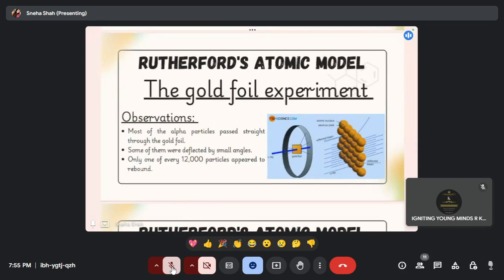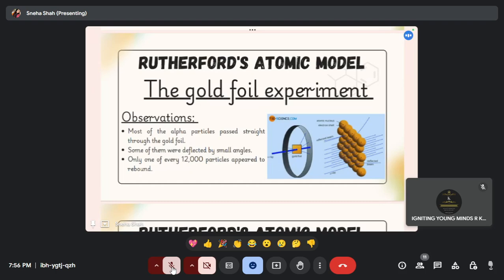Rutherford gave a statement about his observations of this experiment. What he said was, it was like a bullet bouncing back from a tissue paper. You are hitting a bullet at a tissue paper and it is touching the tissue paper and coming back to your head and hitting you. So this was how unexpected the results were for him. He had expected that all the particles will bounce back.